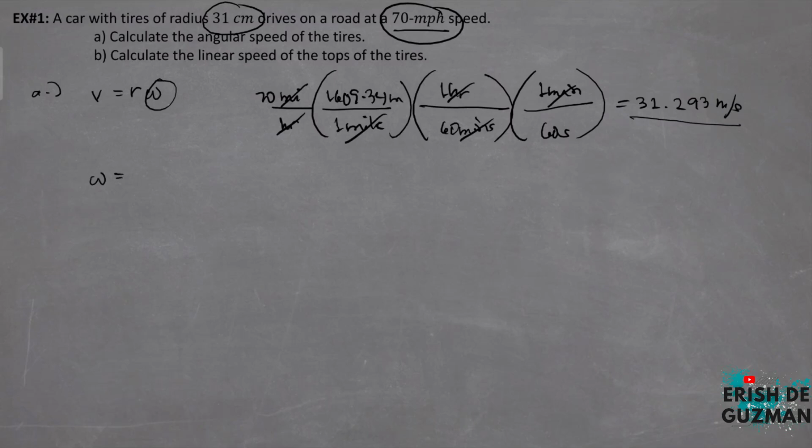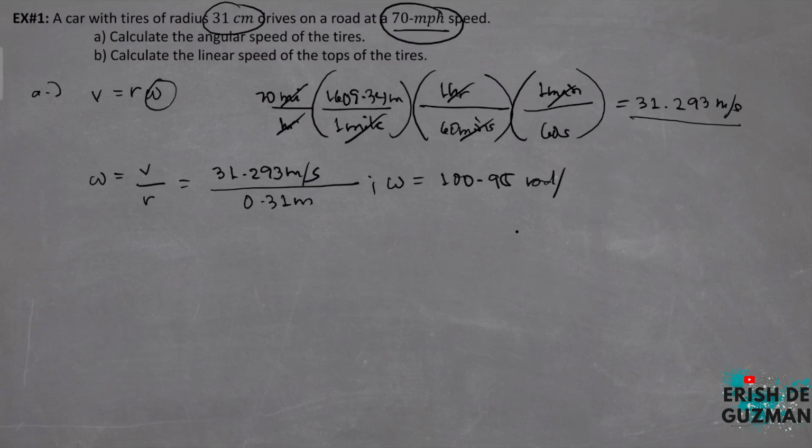Ito ngayon yung gagamitin natin to calculate the angular velocity. Angular velocity is equal to linear velocity divided by the radius, substituting the values, 31.293 meters per second divided by the radius na 0.31 meters. By calculating, angular velocity is equal to 100.95 radians per second. This is the angular velocity.